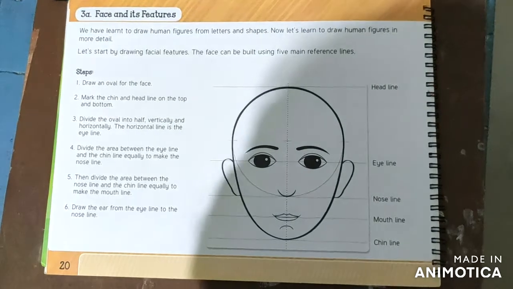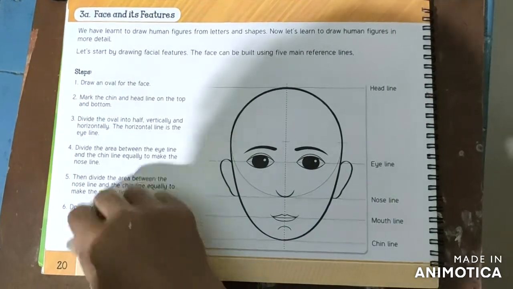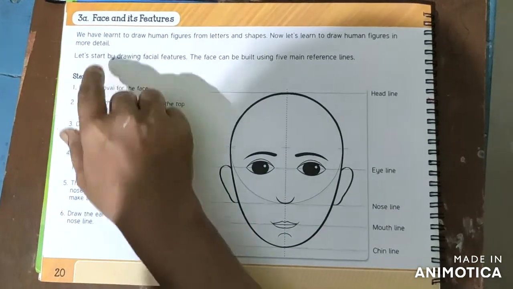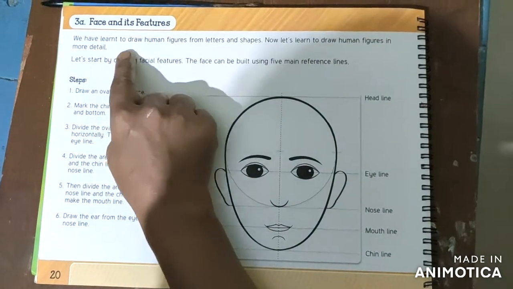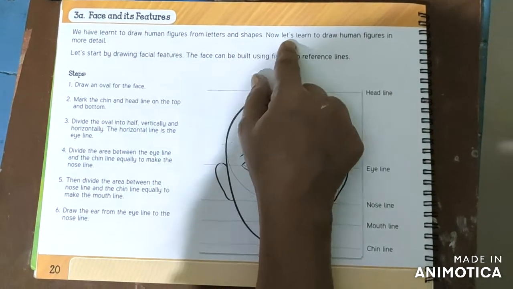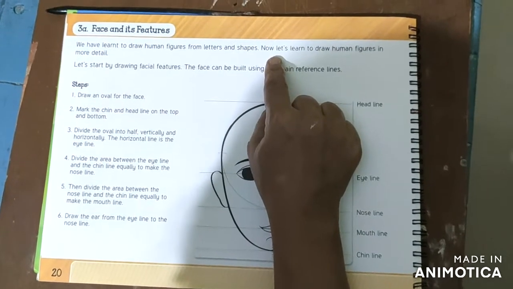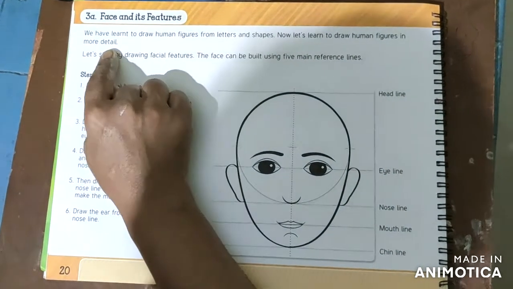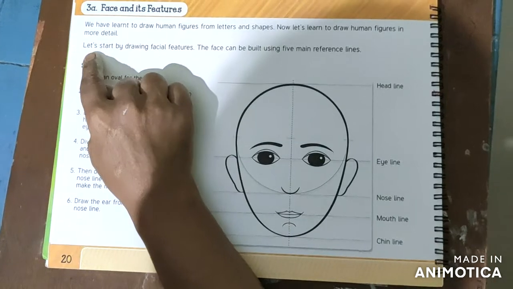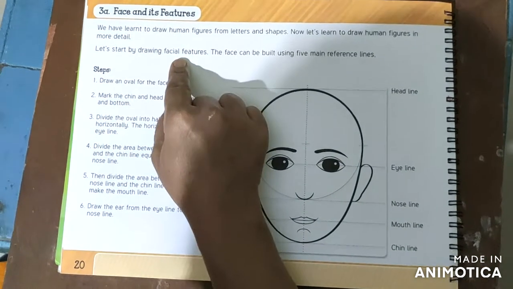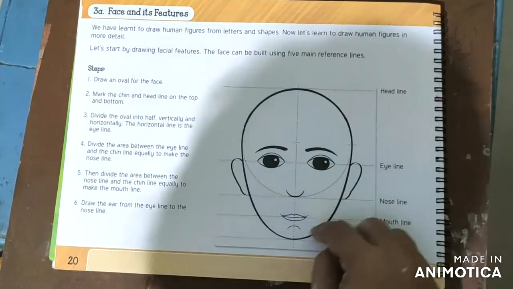See friends, here the oval shape is drawn first. So what are the steps? Before that, we have to learn these two lines. We have learned to draw human figures from letters and shapes. Yes, we already learned that. Now, let's learn to draw human figures in more detail. Okay, let's start by drawing facial features. These are the facial features.